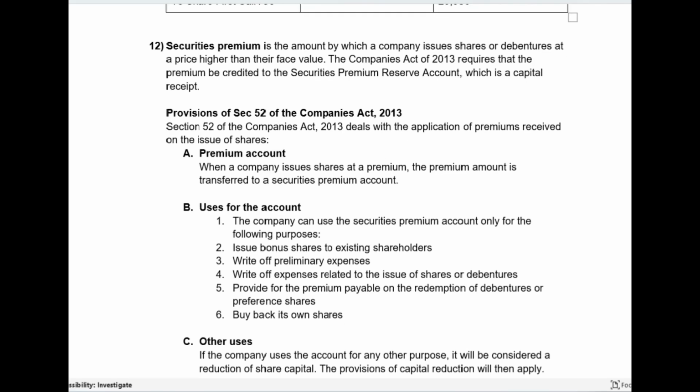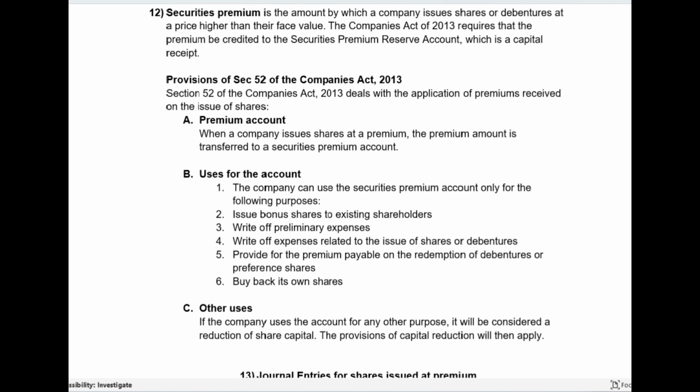So the company cannot utilize the securities premium collected by it as per its will. There are certain restrictions imposed upon the uses of the securities premium by the Companies Act 2013. First of all, the Companies Act 2013 requires the securities premium to be credited to the securities premium reserve account, that is a separate reserve account, not to the share capital account.